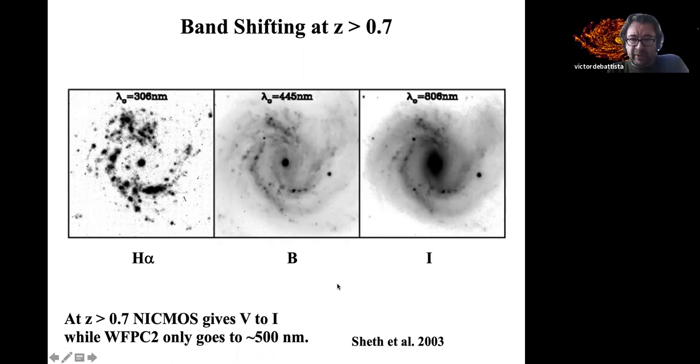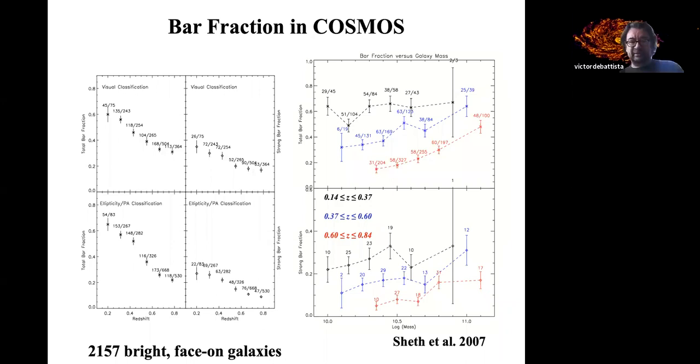So that is something to be wary of, that band shifting becomes important, particularly when we start looking at redshifts larger than 0.7. Nonetheless, there have been studies using COSMOS and other studies looking at galaxies of higher redshifts all the way to redshift roughly of one. And what we seem to find, based on both a visual classification and on an ellipticity classification, fitting ellipses, is that the fraction of strong bars declines with redshift, and the fraction of all bars, so weakly barred and strongly barred, also declines with redshift. So that's an interesting result, that the fraction of barred galaxies increases as you get to later and later times.